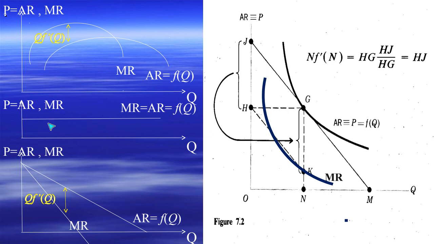The one in between is the perfect competition case, where the price, which is average revenue, is equal to marginal revenue. All are equal to f of Q. Marginal is equal to average. The average remains the same. It remains constant. This is the perfect competition case. And here we have all cases.